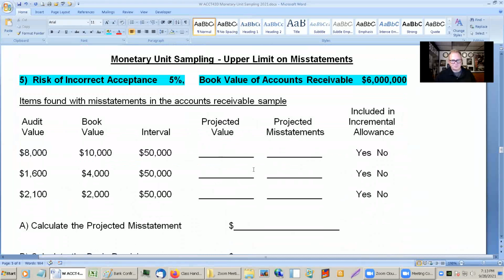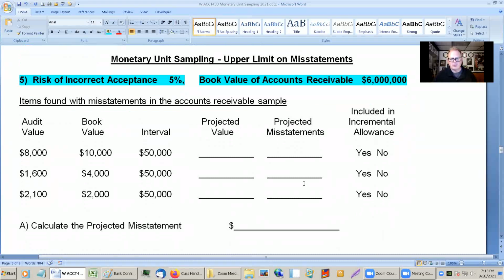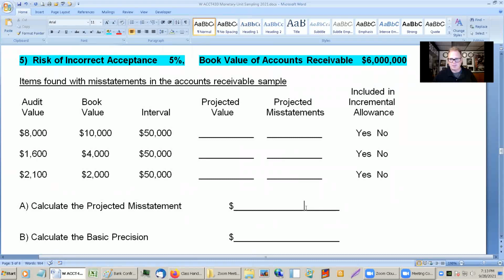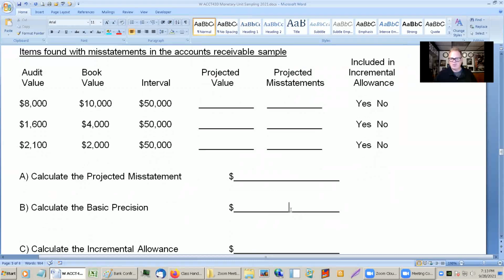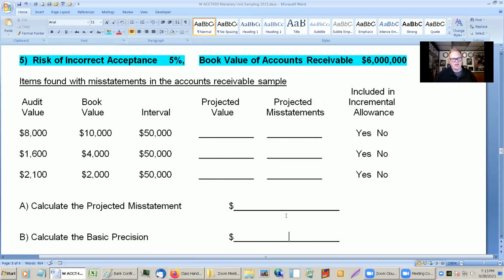Okay, so monetary unit sampling, and it basically is this. It's when you're going to find out a projected misstatement, which we've done before, but then it's going to say, okay, because this is sampling, it still might be off by a little bit more. And the question is, how much more could it be off by? And so that's sort of what we're going to do here. Okay, so let's go ahead and do similar to what we did before.